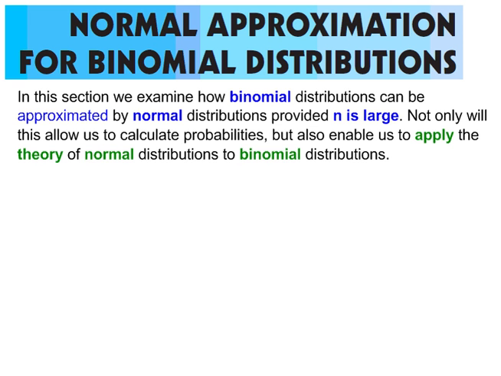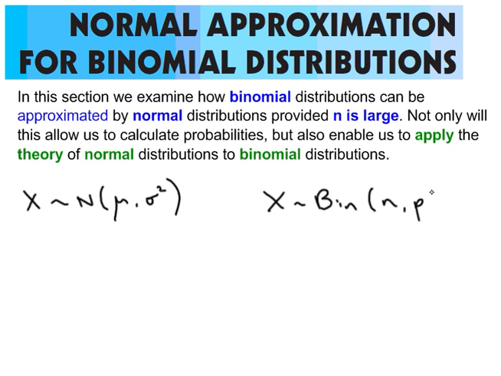Now remember that for a normal distribution, our random variable X, we have this expression to represent the normal distribution. We have the mean and the square of the deviation. For a binomial, our random variable X, we would write Bin for binomial, and then we have the sample size and then the probability of success.